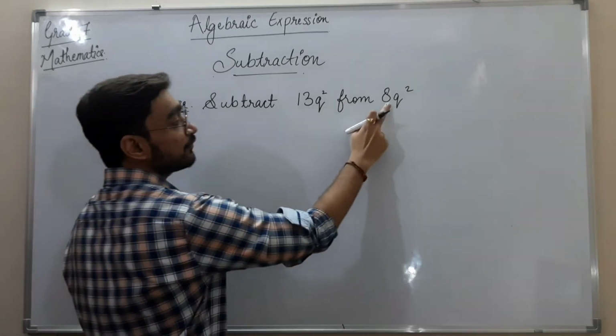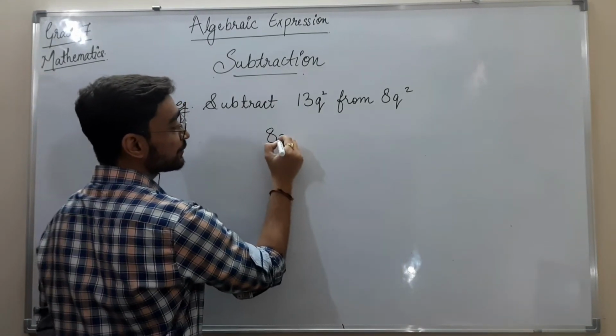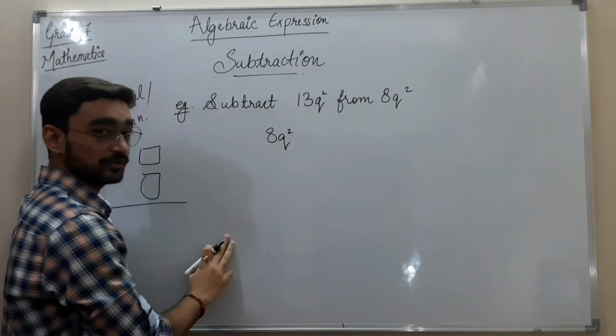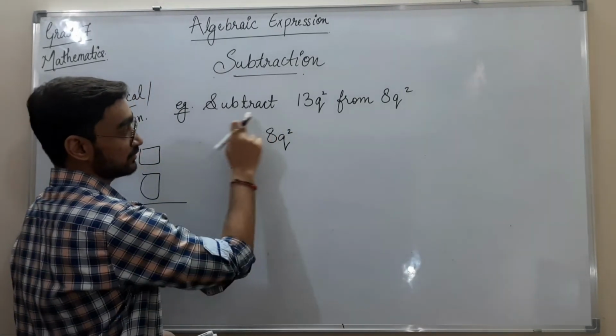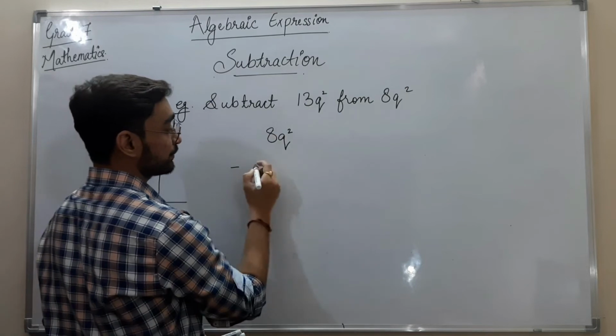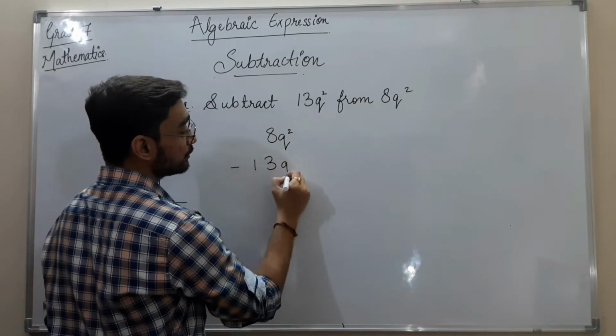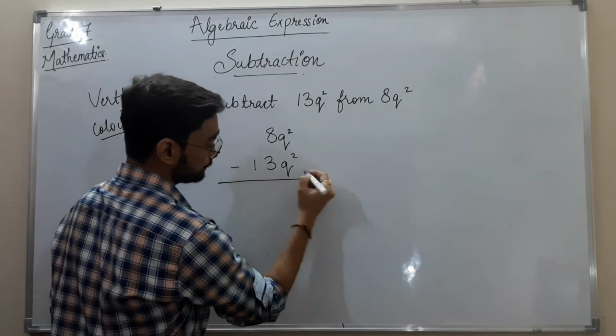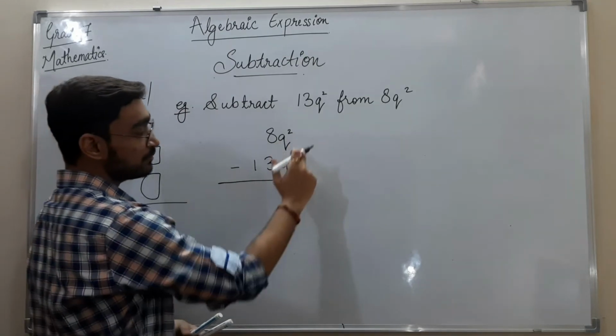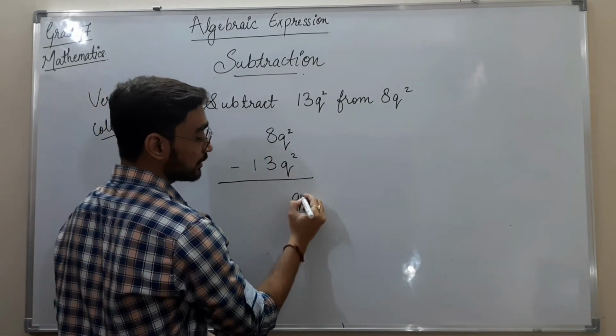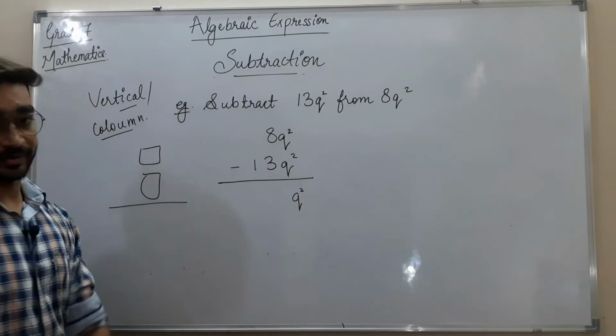Which number will come first? 8q square will come first. Minus, subtraction is there, minus 13q square. This one. Variable, nothing will happen. The variable will stay as it is, we can write it as q square.